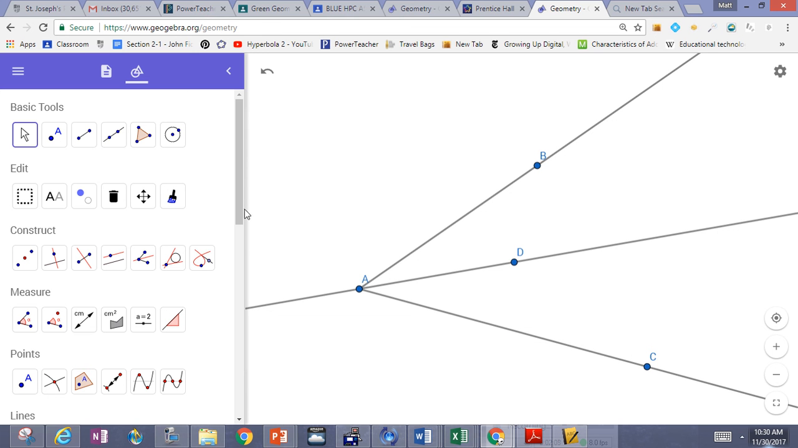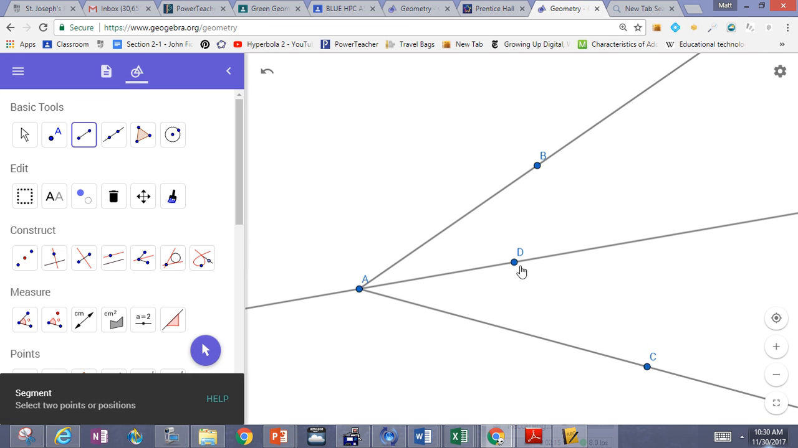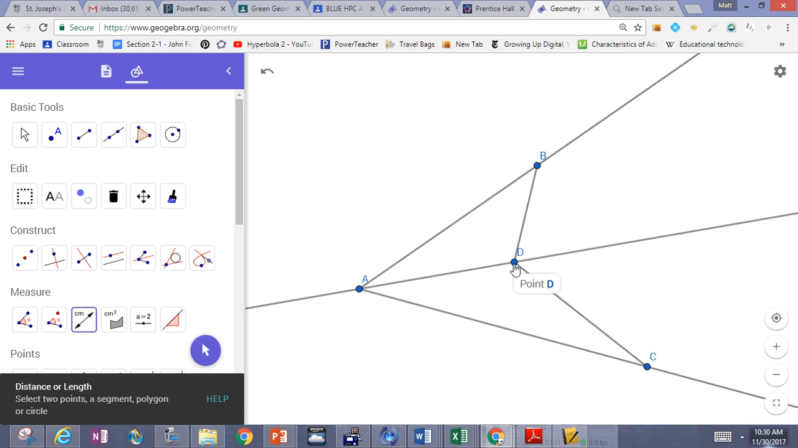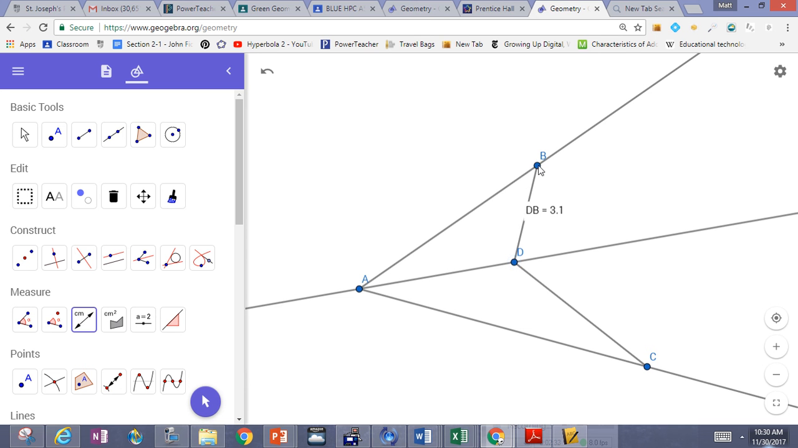So how are we going to show that? That might be a little bit confusing. So let's just draw some segments from D to B, and from D to C, and let's measure those to see if this is true. From D to B does not look to be the same as from D to C. And clearly it's not.